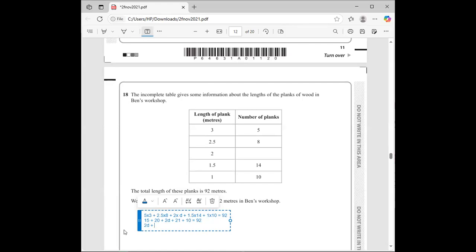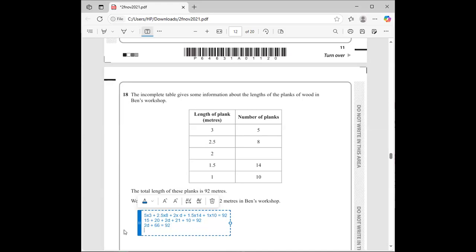35 plus, let's add, how should we do this? 35 plus 10 is 45. 45 plus 21 should give us 66. Is that correct? Yes. Okay. So 2D plus 66 is equal to 92. And then you know what to do, right?